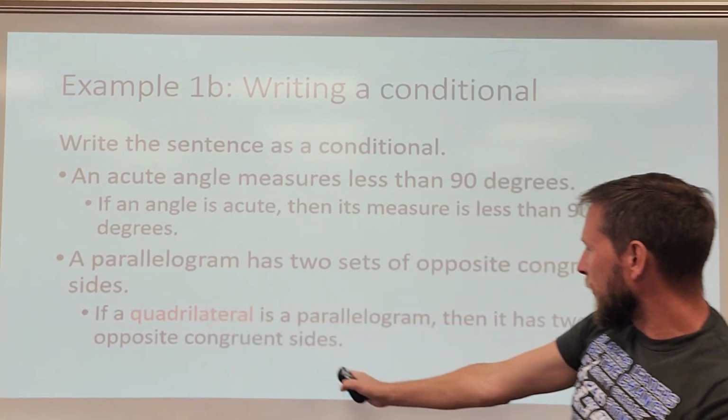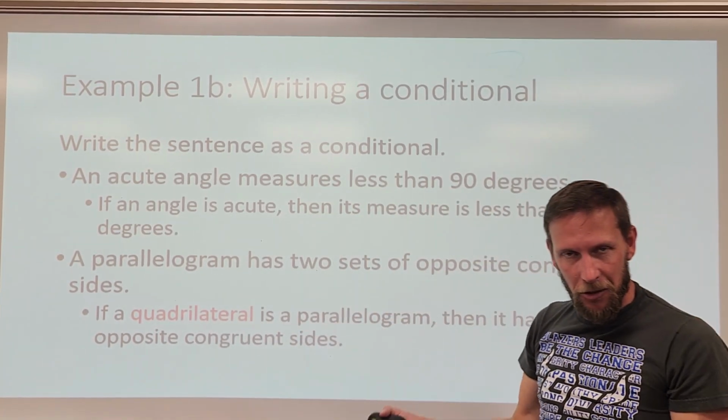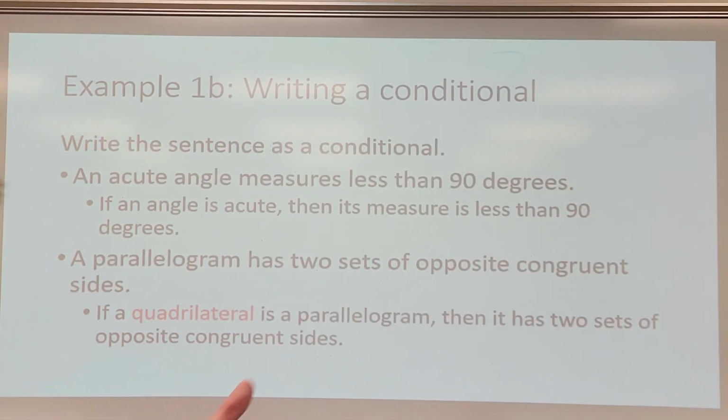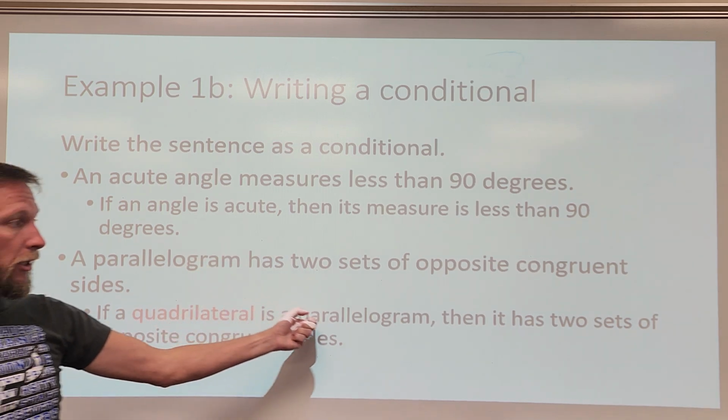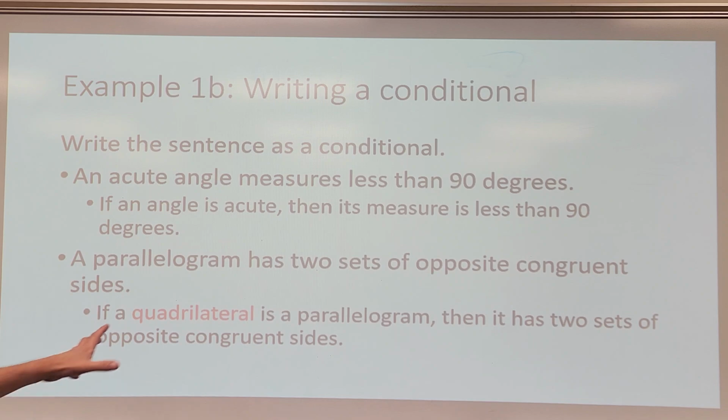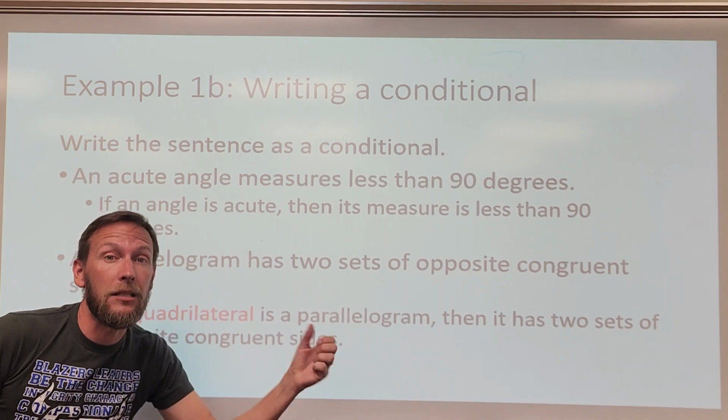We can't say if it is a parallelogram, then it has two sets of opposite congruent sides, because that might not be a great definition, right? Or it might not be a true statement. But if a quadrilateral is a parallelogram, then it has two sets of opposite congruent sides. So here, sometimes we have to be flexible with the language component.